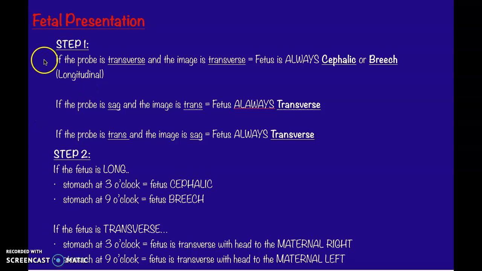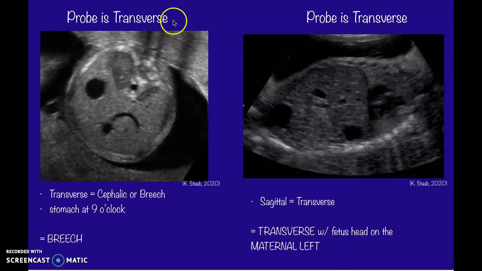And I'm going to show you some examples. Alright, so probe is transverse, image is transverse. We know baby is cephalic or breech. Now we look at the stomach and where it is. So spine is 12 o'clock. We're going to go around the clock, and the stomach is at 9 o'clock. So stomach at 9 o'clock, we know baby is breech.